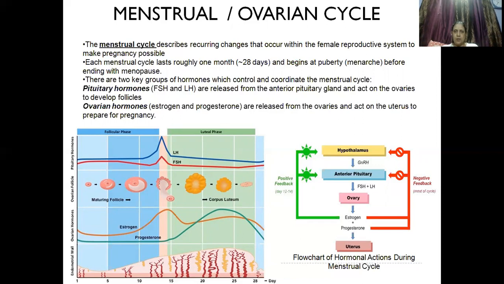Okay, now once the egg has been released, you will see the FSH and the LH go down again. That means it will not release any more eggs, and then the corpus luteum is formed. Now when the corpus luteum is formed, the egg has been released out, and it is waiting for the sperm to fertilize it.